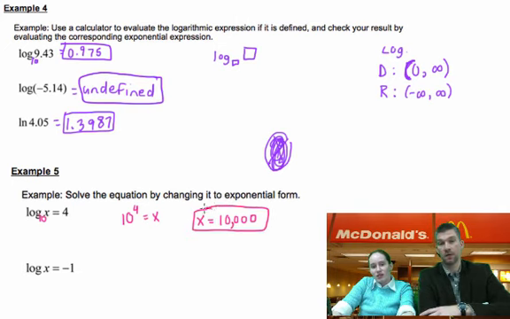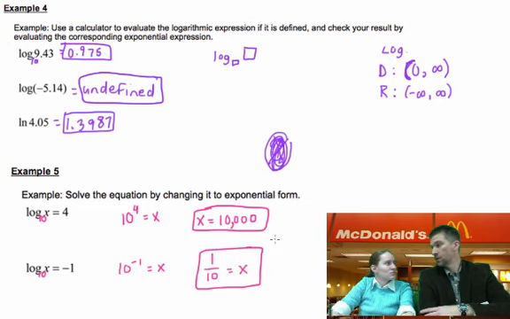That was pretty simple. How about this one? 10 to the negative 1. That's going to be 0.1, which is 1/10. 10 to the negative 1, you move that down to the bottom and make it 1/10 equals x. Or you could put 0.1, which is 1/10. Whichever, it's all good.